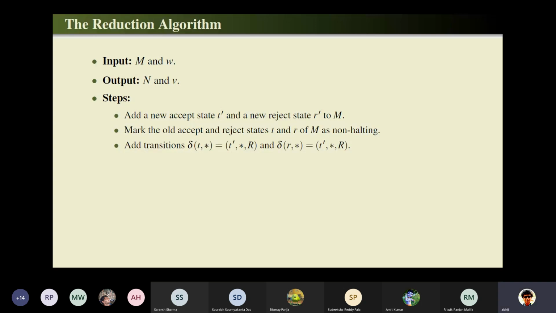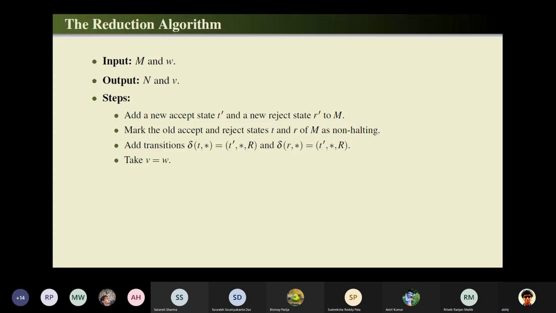If M ever enters t or r, then this converted machine will enter t prime. And there is no way you can enter r prime. So all rejection is by explicit looping, implicit rejection. If it is accept t, then also you go to accept. If it is reject, then also you go to accept. So the only way this machine N can reject is by looping.